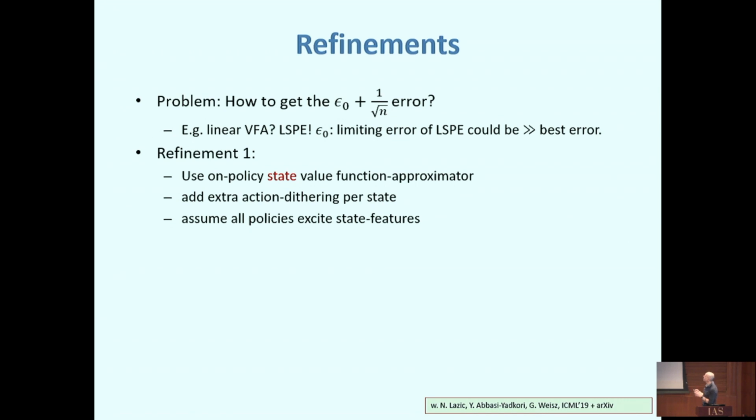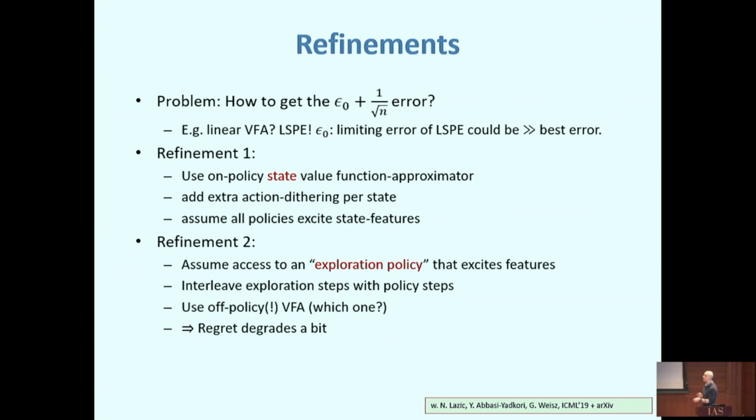Another problem is that it was hidden that you are exploring all the actions indefinitely. If that is not happening, then you better separate state value function from action value function, add some exploration of the actions, and then you can refine the results. And here you only need to assume that all policies are exciting the features. So the underlying data Gramian matrix has an eigenvalue bounded away from 0 uniformly over all policies that you will encounter. So that's still a pretty strong result. Can we refine it?